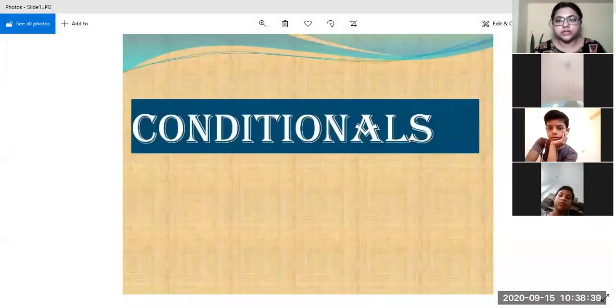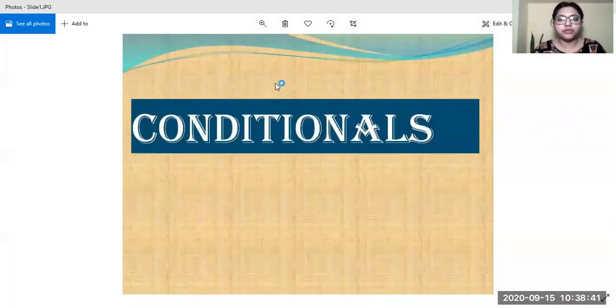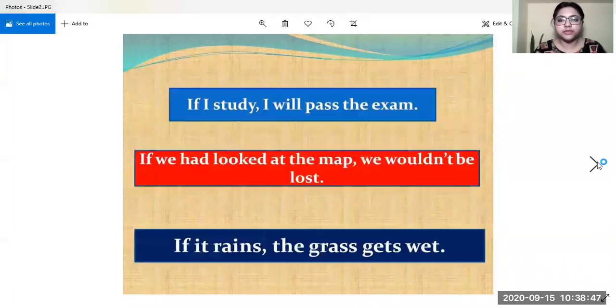Before starting the discussion of the chapter or getting into the details, let us look at the following examples and observe these sentences. The first sentence reads: If I study, I will pass the exam. Next: If we had looked at the map, we would not be lost. Then the third sentence: If it rains, the grass gets wet.